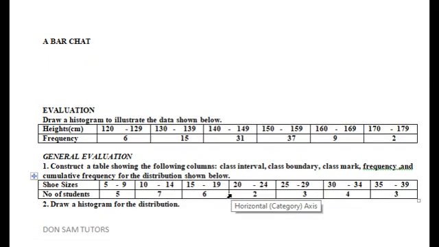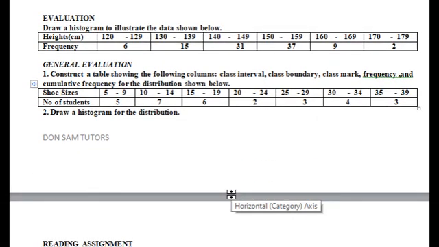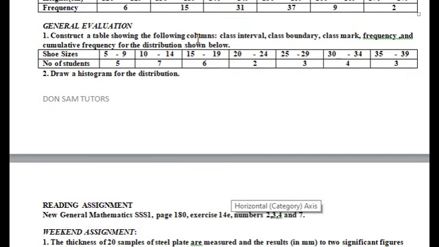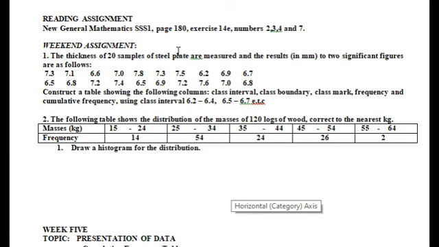Now your assignment is this. The first is the evaluation: draw a histogram for this distribution. And you have a general evaluation whereby you have to construct a table showing the following columns: class interval, class boundary, class mark, frequency, and cumulative frequency for the distribution shown below. You've done that last. Now you also have your weekend assignment whereby you have to do all this.